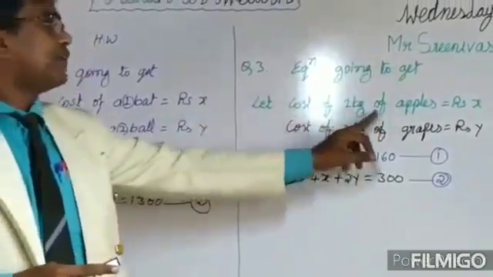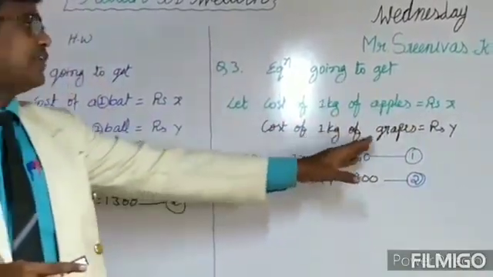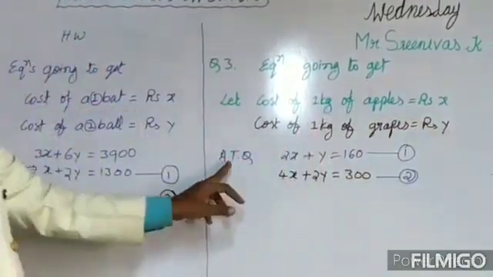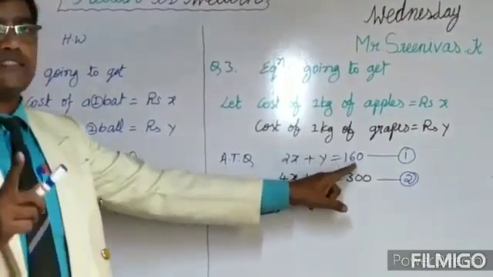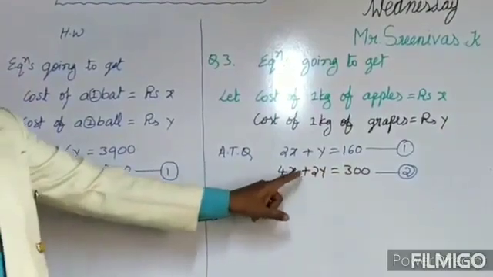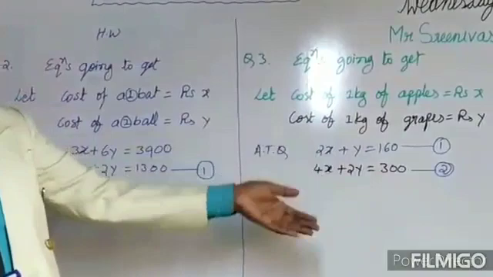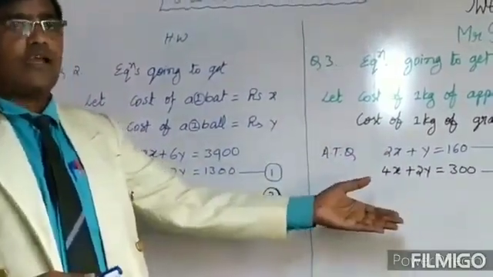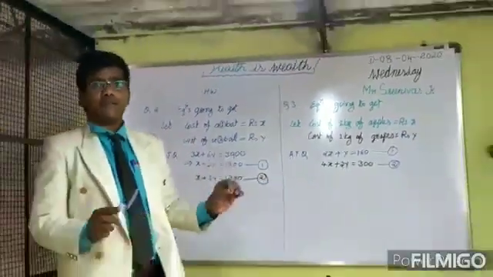Let the cost of 1 kg of apples equal Rs X and the cost of 1 kg of grapes equal Rs Y. So according to the question, the first statement gives you 2x plus y equal to 160. This is equation number 1. And come to the second statement, 4x plus 2y equal to 300. So you are going to find the coordinates of these two equations like in question number 1, and you are going to plot the points on the graph. You will get an intersection point. Okay, clear.